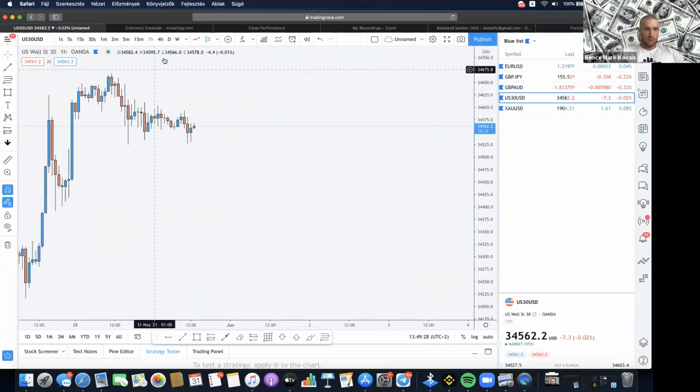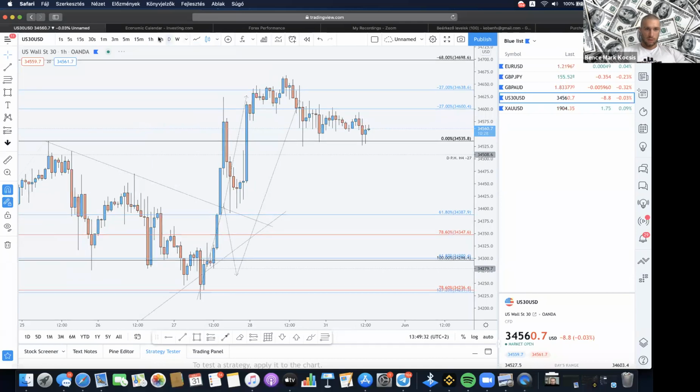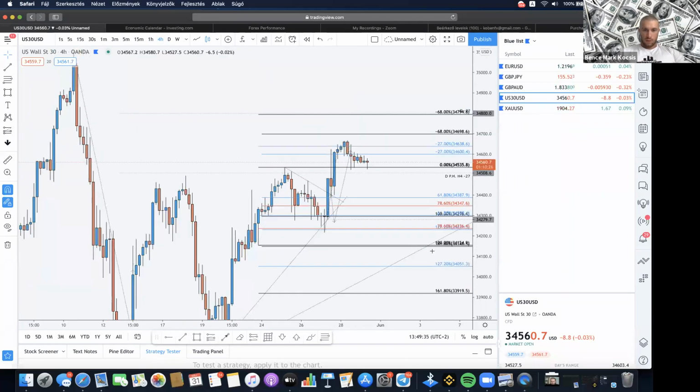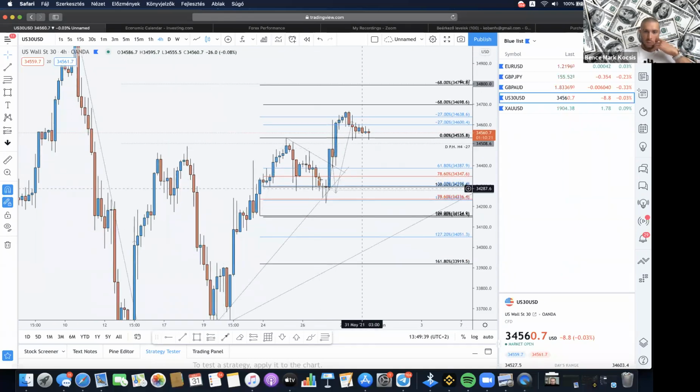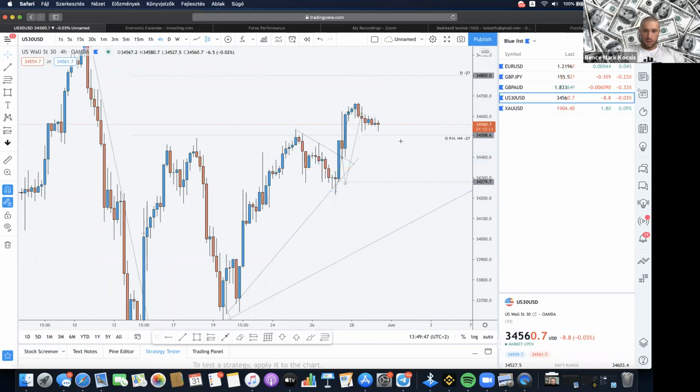Let's have a look at US 30. So yeah, US 30 is also still bullish. You can see it was the setup from last week. Price came back to the 78.60, which was the 127, and after it started pushing to the upside, still creating higher highs and higher lows. So it's also still bullish.